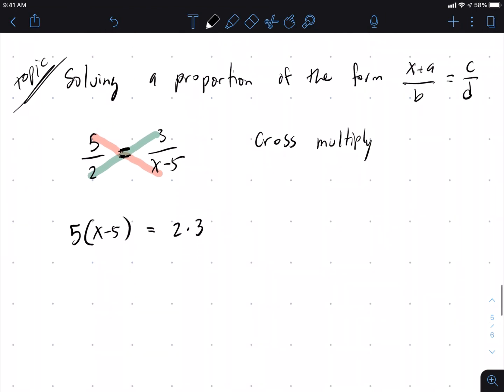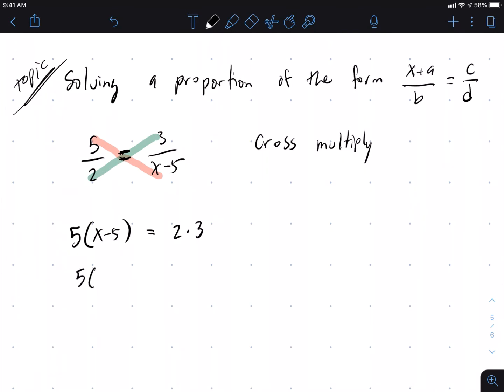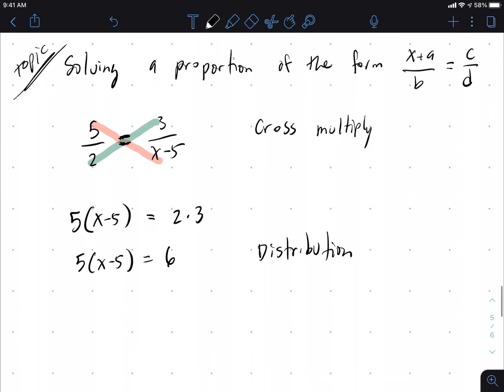Okay? So then cleaning that up, I'm going to go 5 times x minus 5 is equal to 6. And now from here, it's going to be distribution that I'm doing, right? So when I distribute here, I'm going to get 5 times x minus 5 times 5 is 25 is equal to 6. Agreed? Mm-hmm.